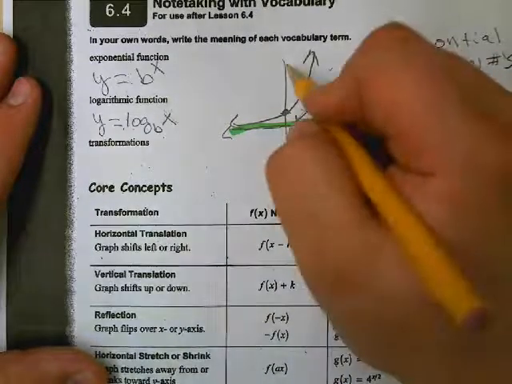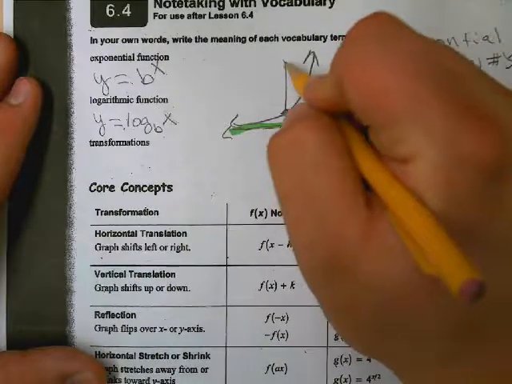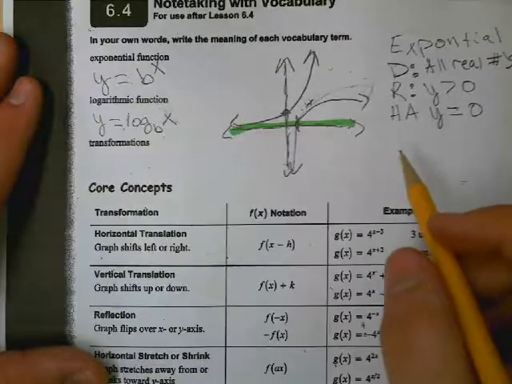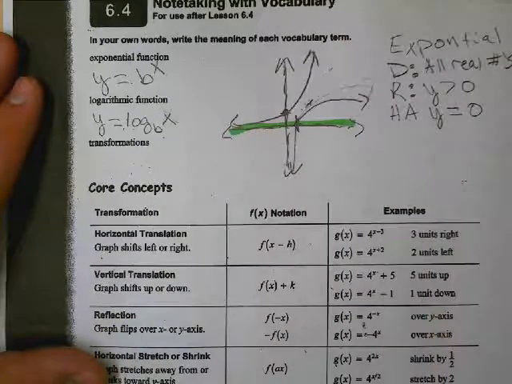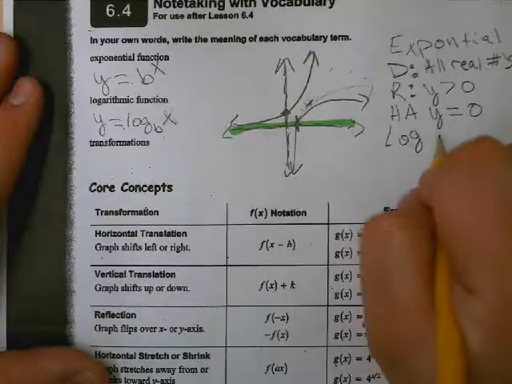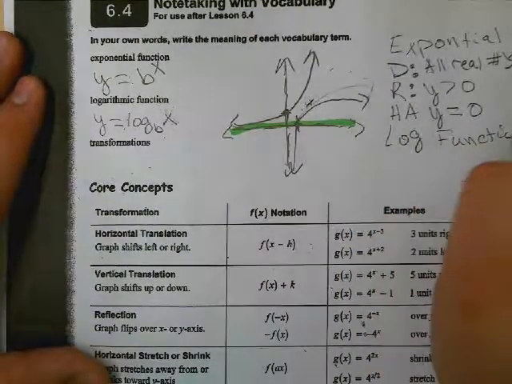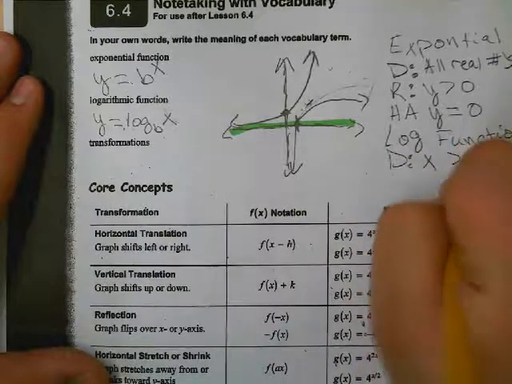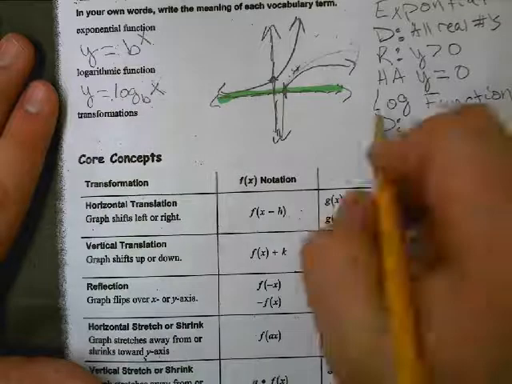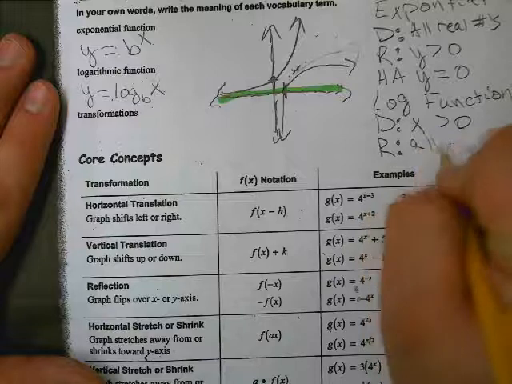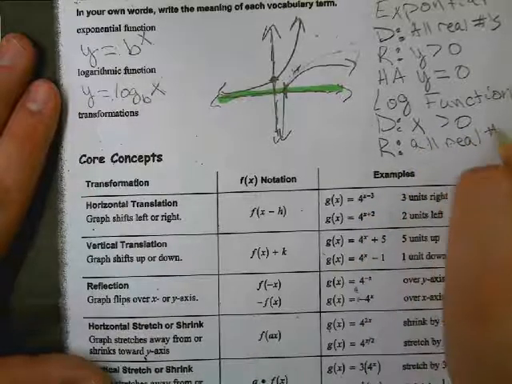So here, we're actually going to have a vertical asymptote, an asymptote going up and down on the x equals 0. A vertical asymptote there. So a log function, because of that, is going to have the domain of x greater than 0, and it's going to have the range of all real numbers.